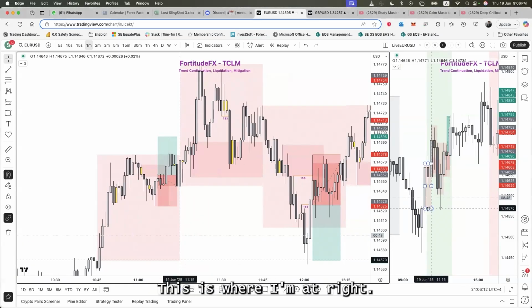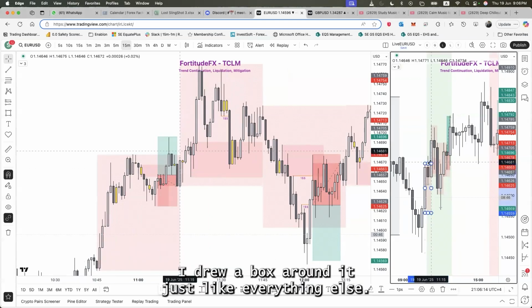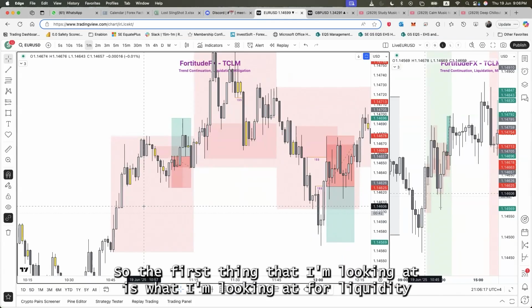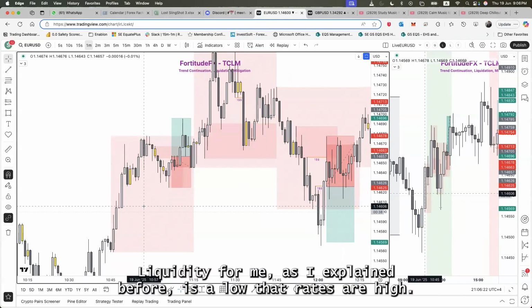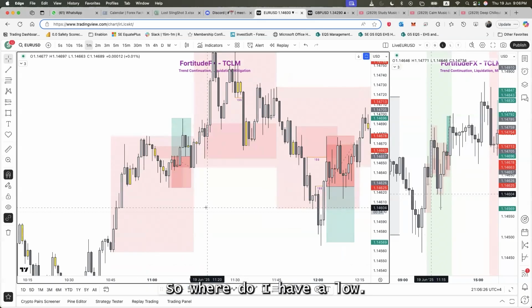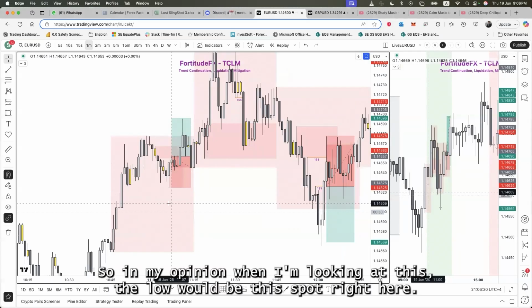The first candle, this is where I'm at, right? I drew a box around it, just like everything else. And I am looking again. So the first thing that I'm looking at is what? I'm looking at for liquidity, right? Now, liquidity for me, as I explained before, is a low that breaks a high. So where do I have a low that got taken out, right? So in my opinion, when I'm looking at this, the low would be this spot right here.